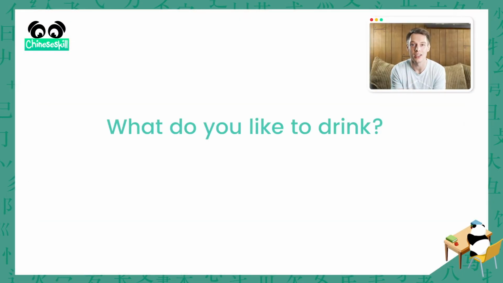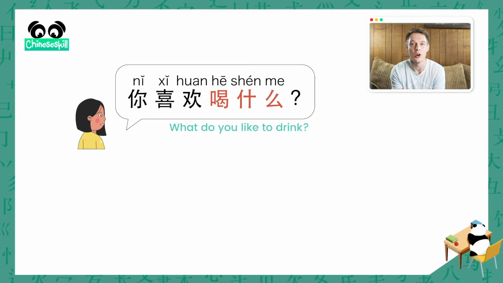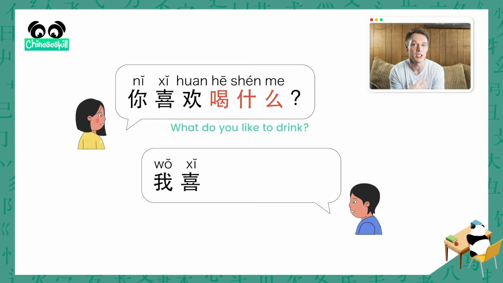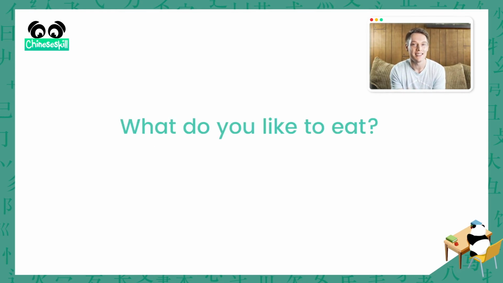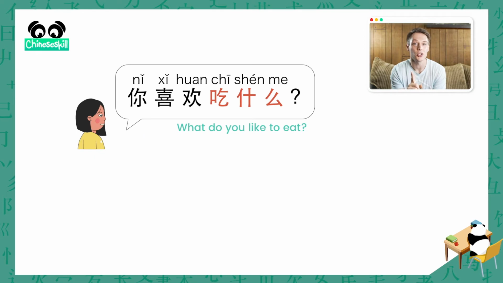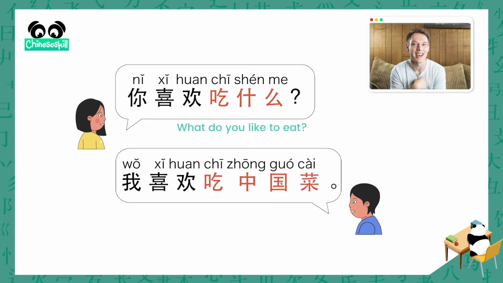you like to drink? 你喜欢喝什么? What do you like to drink? 我喜欢喝咖啡. I like to drink coffee. What do you like to eat? 你喜欢吃什么? 我喜欢吃中国菜. I like to eat Chinese food.